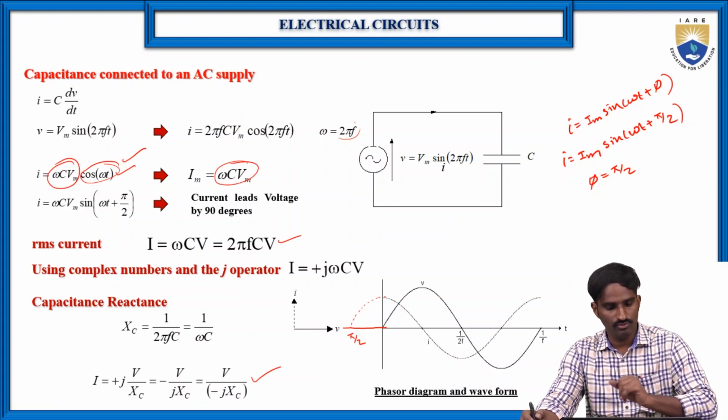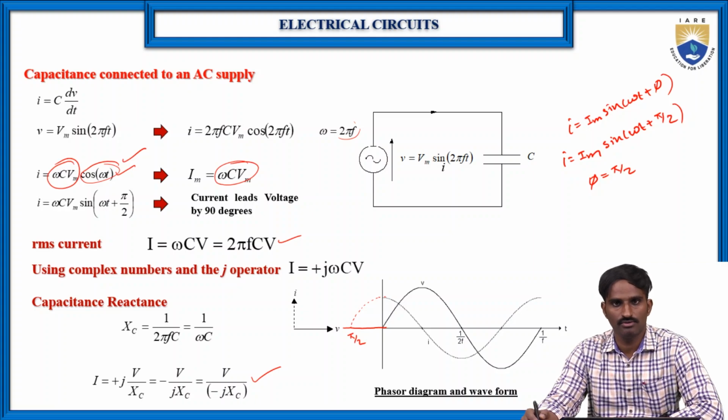So now we can conclude based on these three cases. In the first case, when a pure resistor is connected across the AC supply, then the phase difference between the voltage and current is 0, right? And because the voltage and current are in phase, the power factor is 1. Like that, we can conclude.